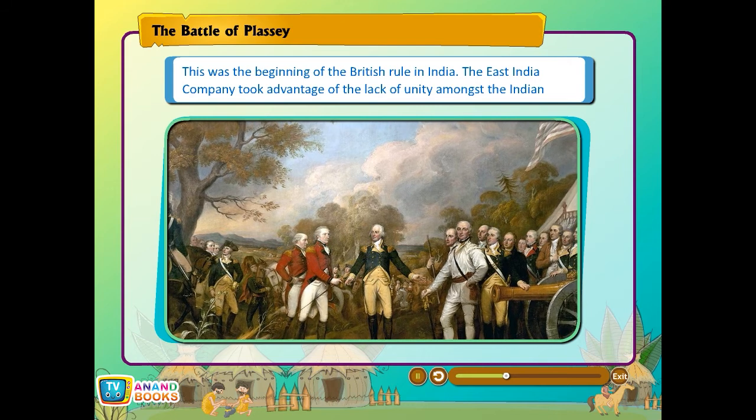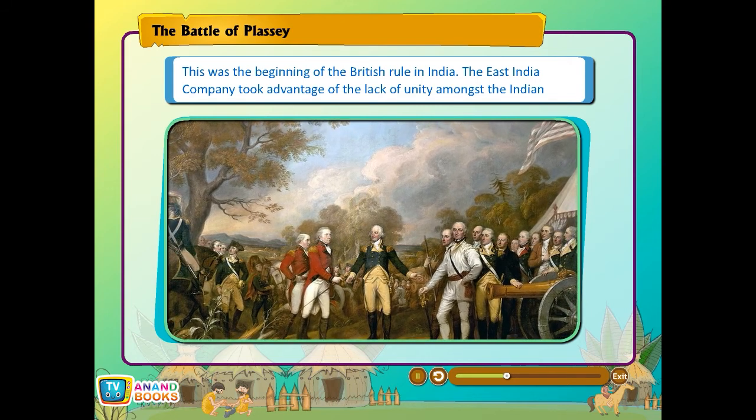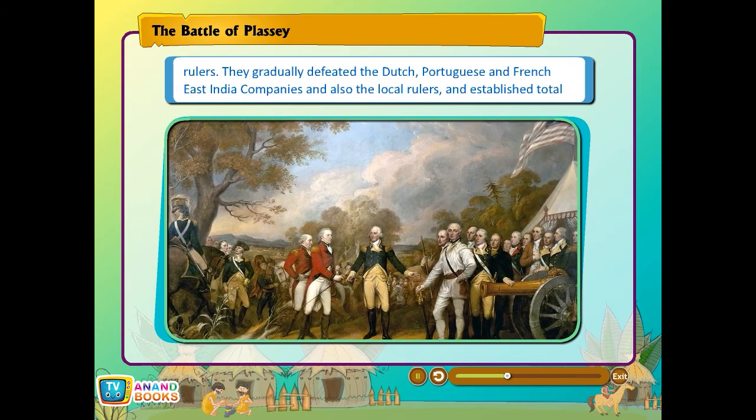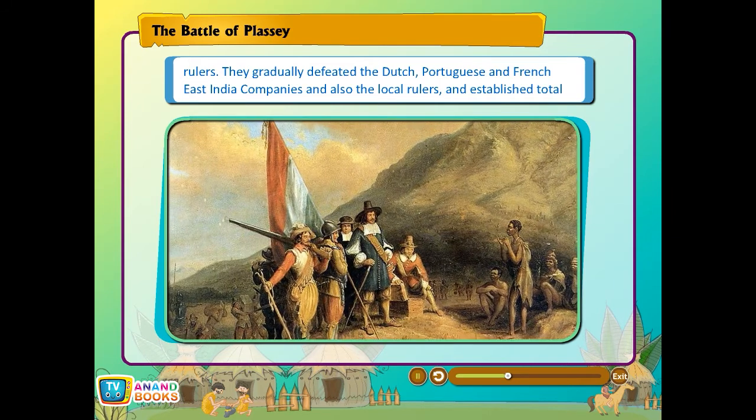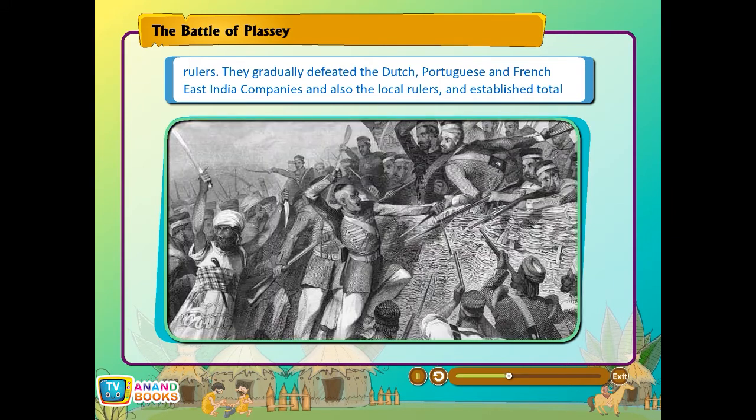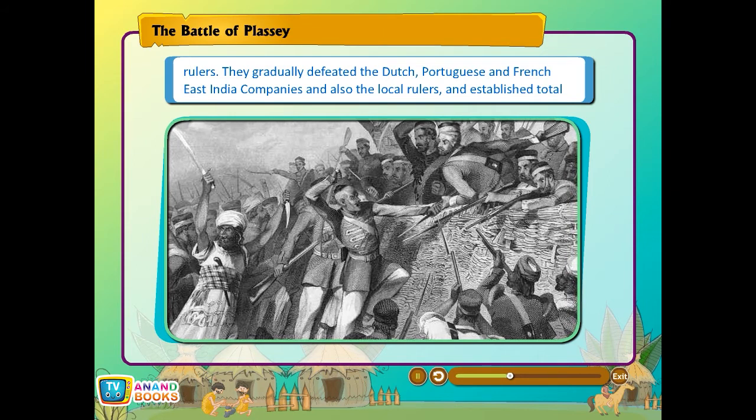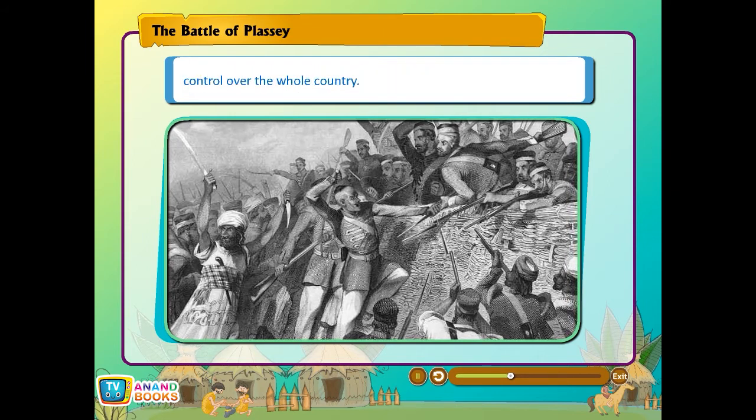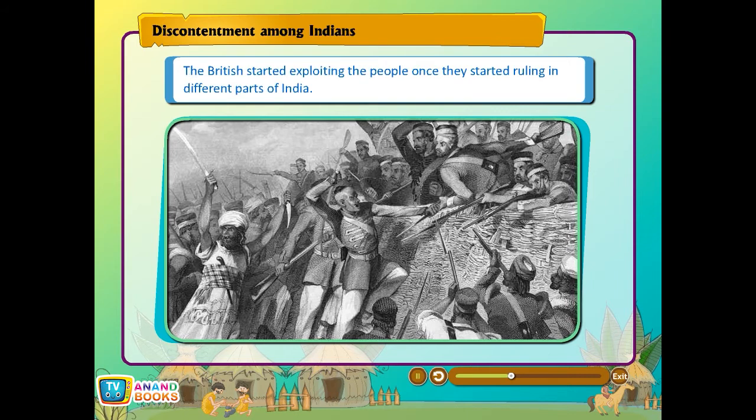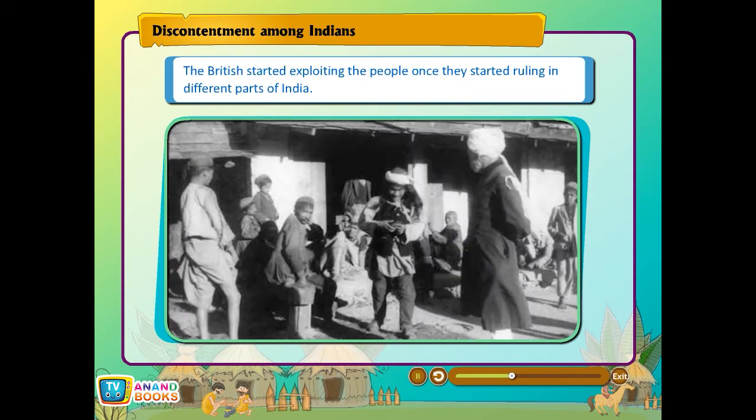The East India Company took advantage of the lack of unity amongst the Indian rulers. They gradually defeated the Dutch, Portuguese and French East India Companies and also the local rulers and established total control over the whole country. Discontentment among Indians.